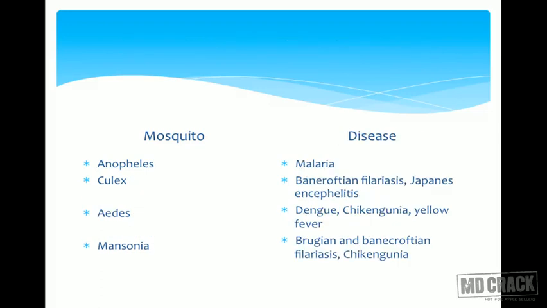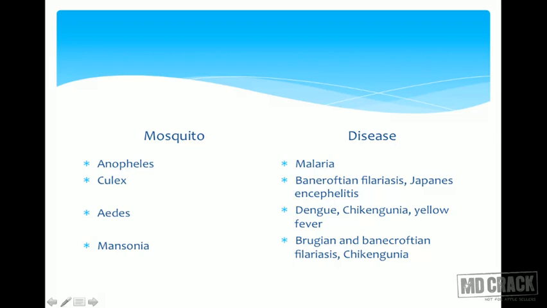Coming to the next slide, the mosquitoes and the diseases they cause. You have Anopheles, which causes malaria. That is very well known because we have studied malaria in detail. You have Culex, which causes a couple of diseases such as Bancroftian filariasis and Japanese encephalitis. You have Aedes. Aedes causes dangerous diseases. Aedes is the tiger mosquito. The tiger mosquito causes mighty diseases: dengue, chikungunya and yellow fever. Diseases you should be scared of are caused by Aedes.